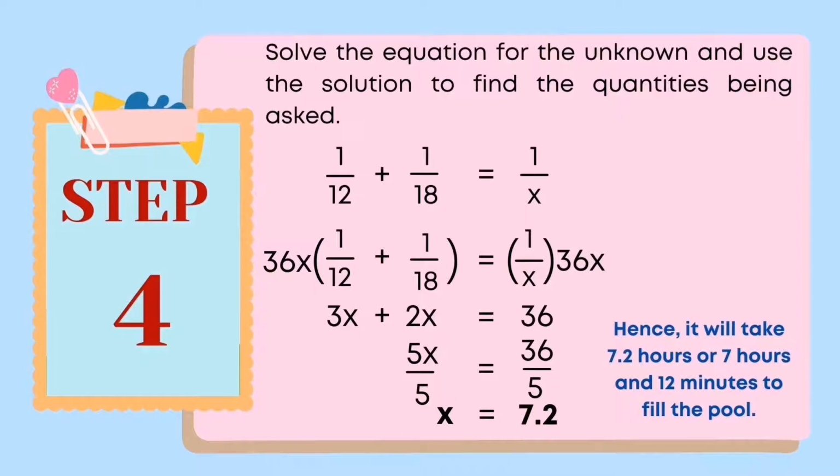Simplifying, we have 36 times 1/12 is equal to 3x, plus 36x times 1/18 equals 2x, and 1/x times 36x is equal to 36. Combining similar terms, we have 3x plus 2x, that will be equal to 5x, is equal to 36. Dividing both sides now by 5, we have 5x divided by 5, that is x, is equal to 36 divided by 5, that will be 7.2.